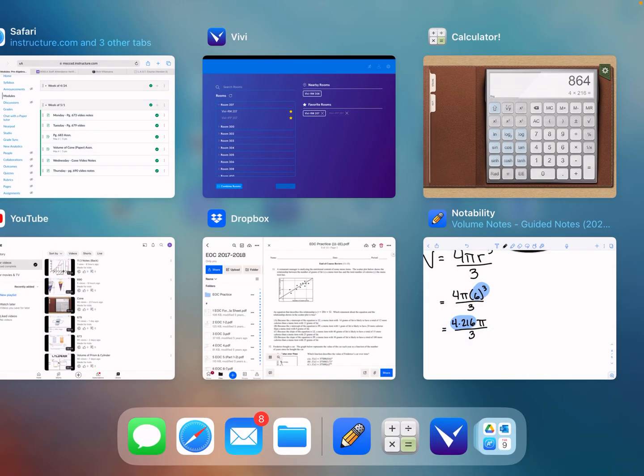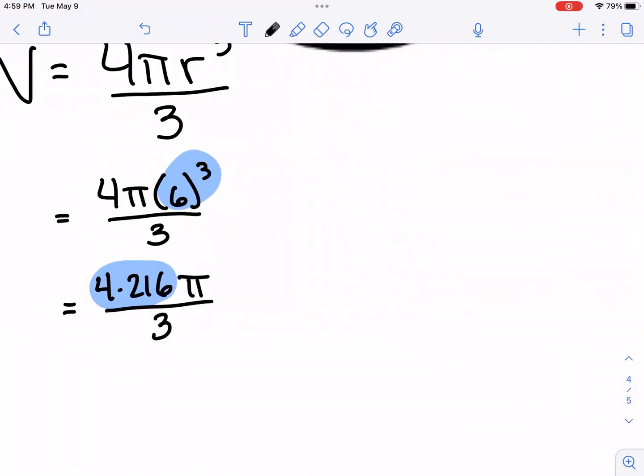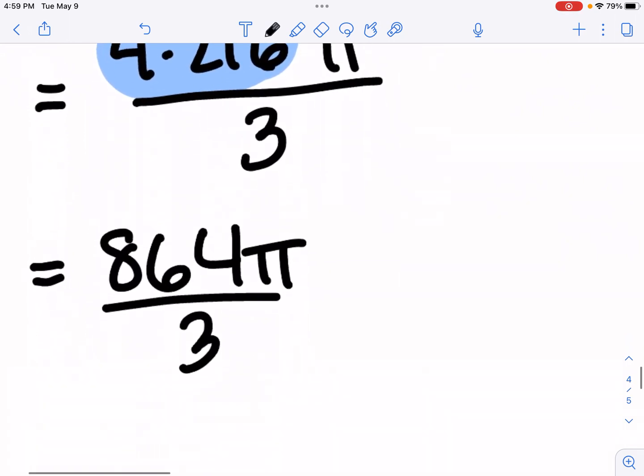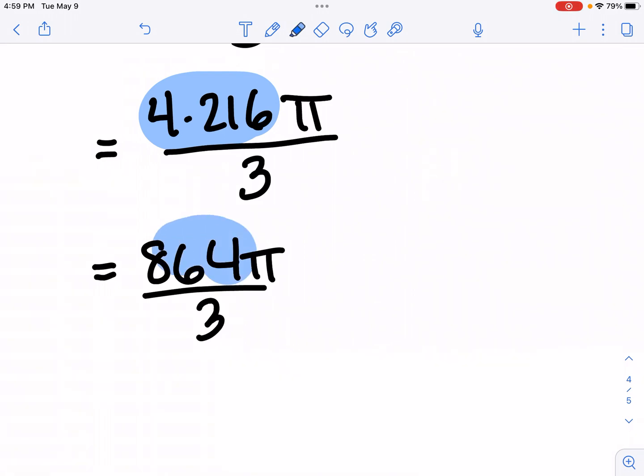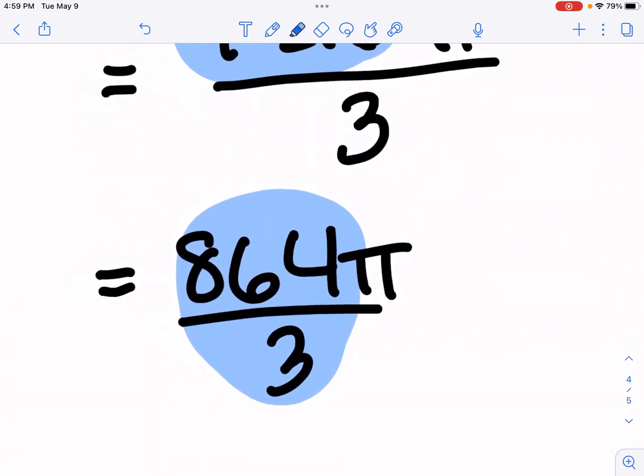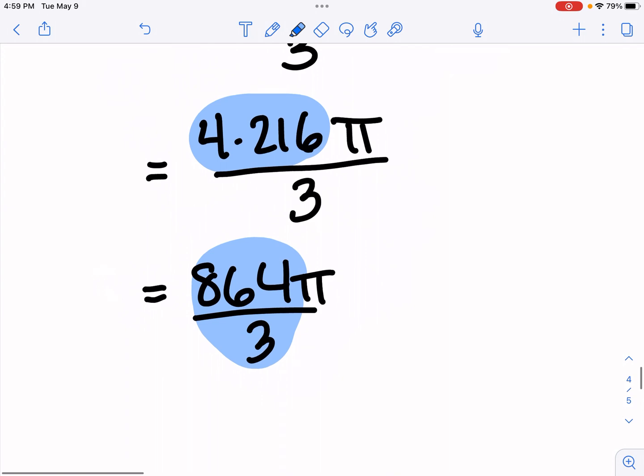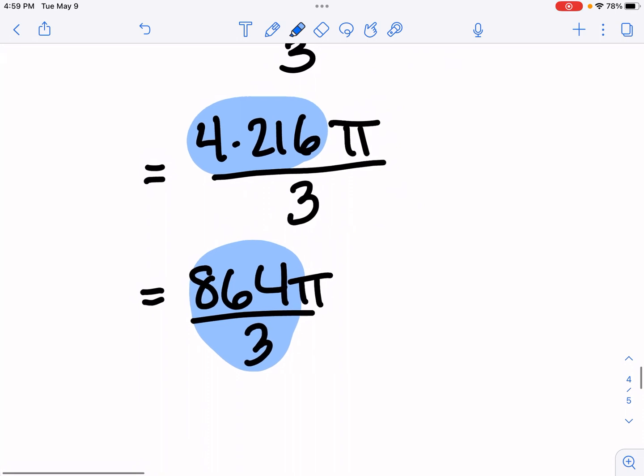$864. Right on the money. So 864, 864 pi all over 3. Can 3 go into this number if we add up? Right, 8 plus 6 is 14, plus 4 is 18. Yeah, 3 can go into 18, so 3 can go into this bigger number.